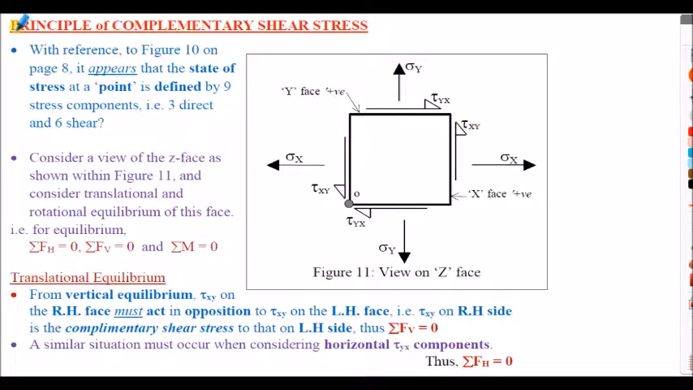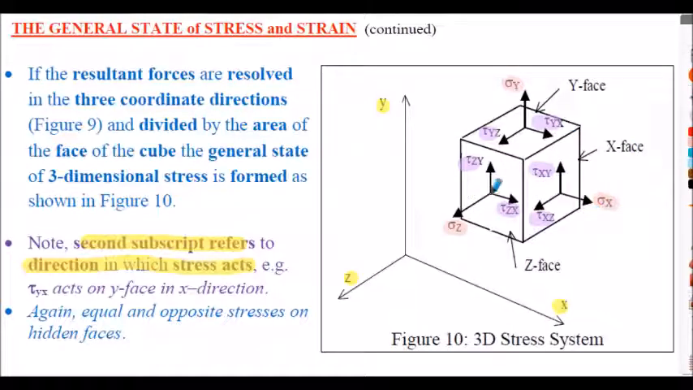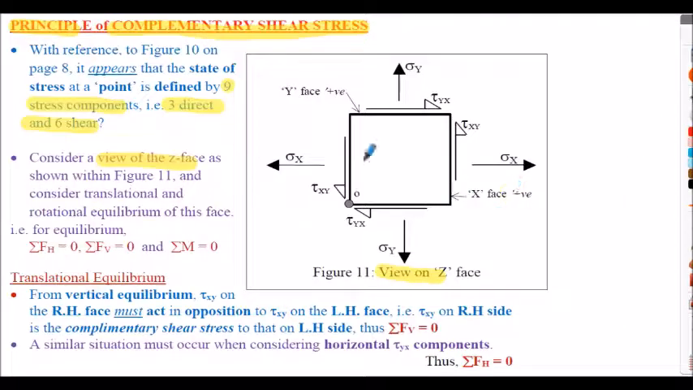So we're going to consider the principle of complementary shear stresses here. So it looks like on the previous diagram we had 9 stress components, as I said before. We had 3 direct stresses and 6 shear stresses. What we're going to do is show how we can eliminate some of the shear stresses and reduce the quantity of them. So what I'm considering here in figure 11 is a view on the Z face of the cube. So in the previous diagram it's 3-dimensional. I'm just looking on the Z face here, that's all, for this particular exercise. And if I look on the Z face, this is what I see.